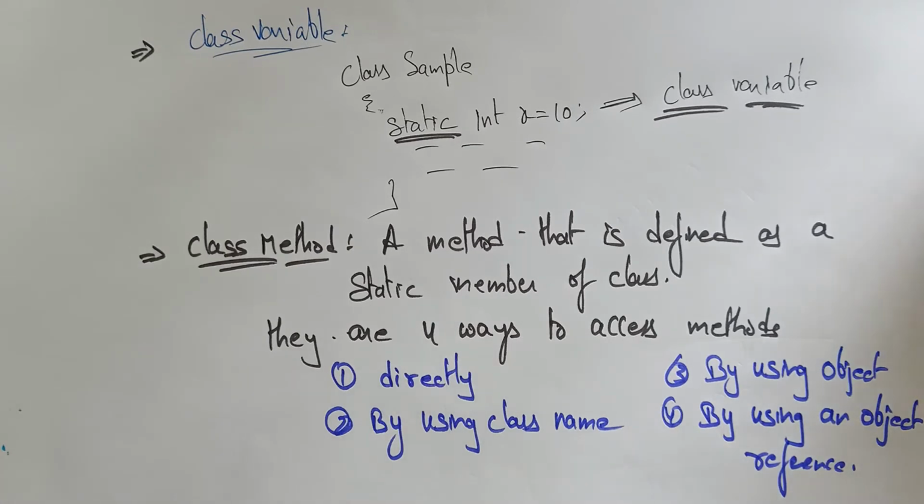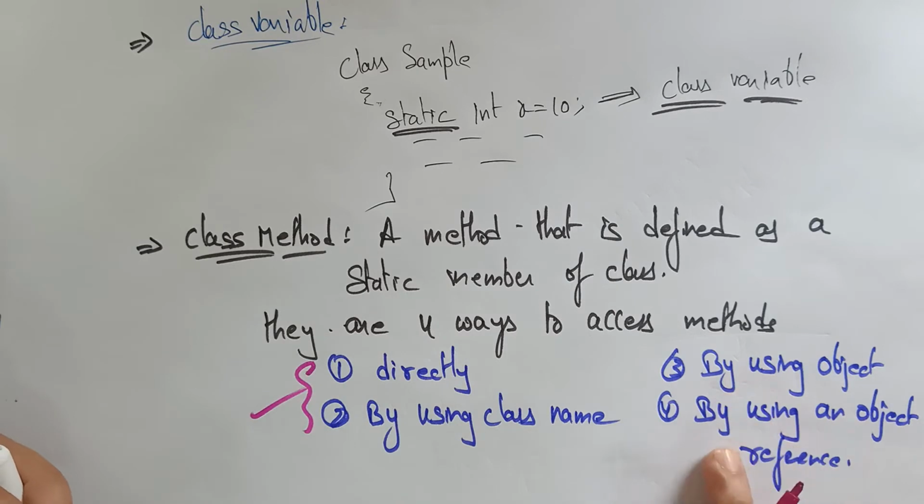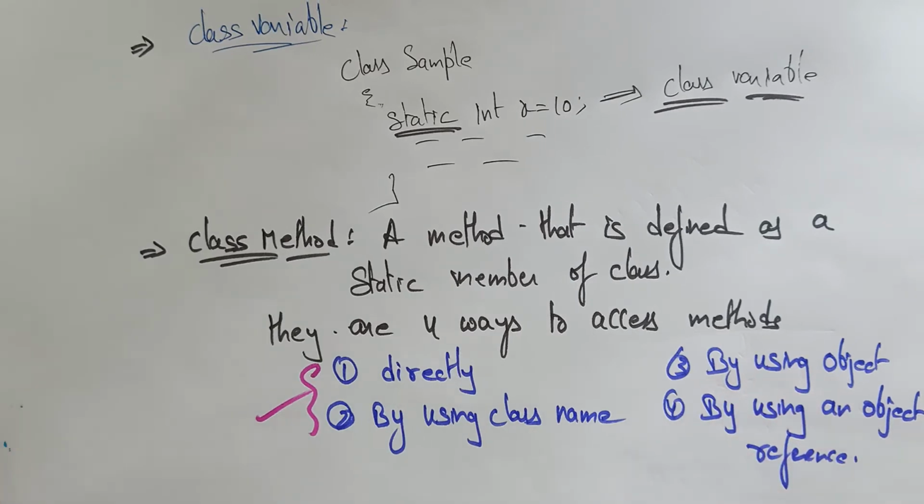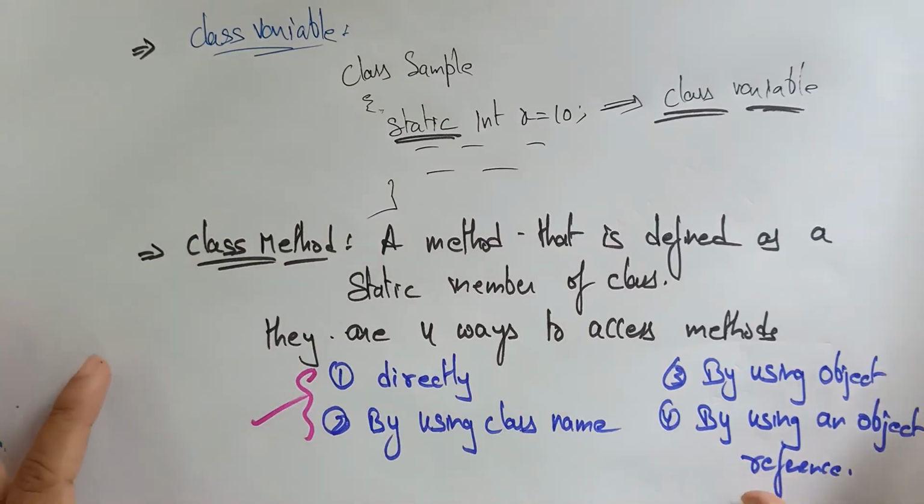The first two are recommended, and the third and fourth are not recommended because they occupy a lot of space. By using an object and by using an object reference, it occupies space. So it is better to access the class methods directly or by using the class name. So let me explain this class method with an example. Let's see an example.